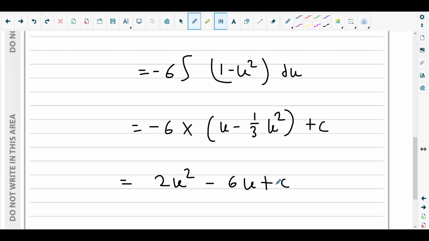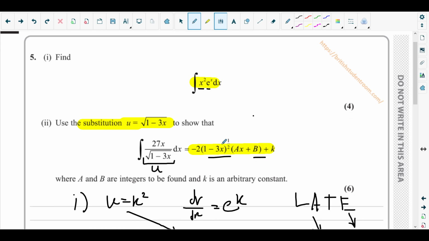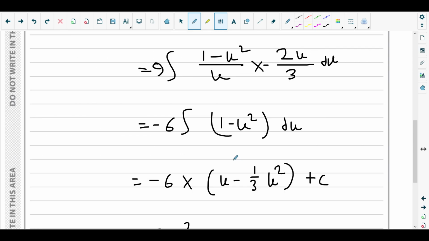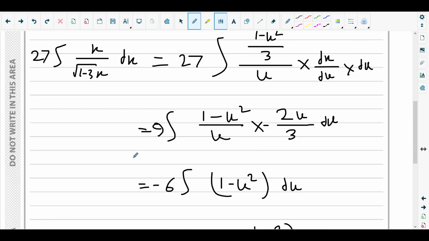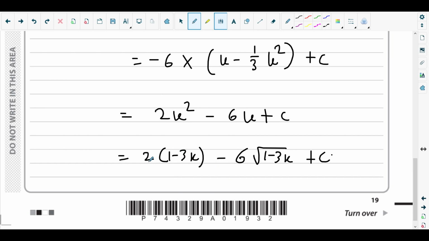Now do we need to substitute u? Yes, we need to substitute u. So basically they took something common there. Let's substitute, then we can understand easily what to take common. If you substitute u, what was u? It was square root of 1 minus 3x. So 2 times 1 minus thrice of x minus 6 square root of 1 minus thrice of x plus c, right? Can we take anything common here?